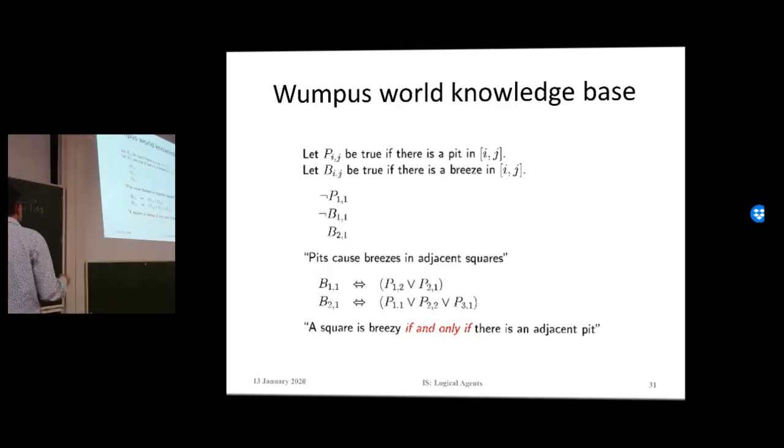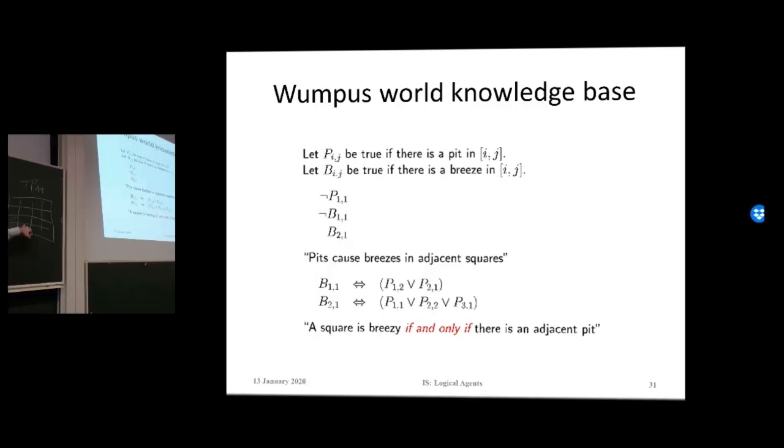So if I have my square here, and I start with this one, 1-1, then if this has a breeze, there would be a pit here or here. Okay, that's the first thing. And now I have to repeat this information for all the squares in the game.